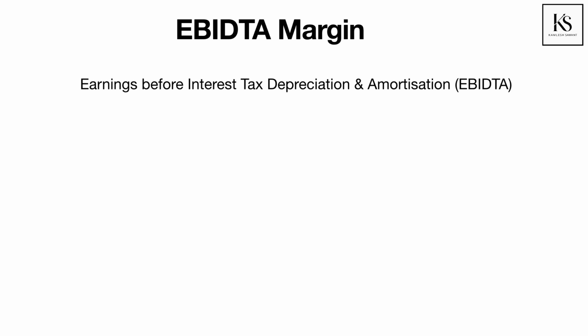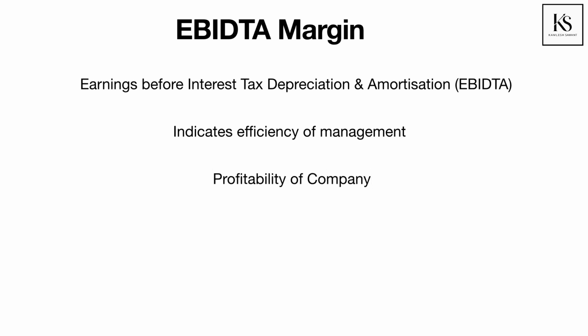EBITDA margin, the earnings before interest, tax, depreciation and amortization, that is called EBITDA margin. It indicates the efficiency of the management. It tells us how efficient the company's operating model is. EBITDA margin tells us how profitable the company is at an operating level. It always makes sense to compare the EBITDA margin of the company versus its competitor to get a sense of the management's efficiency in terms of managing their expense.